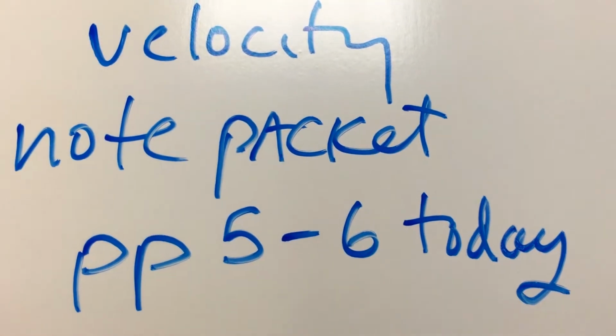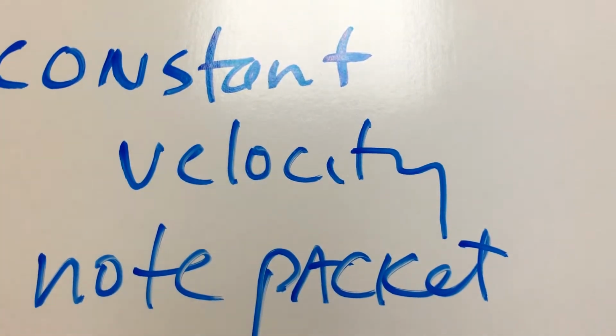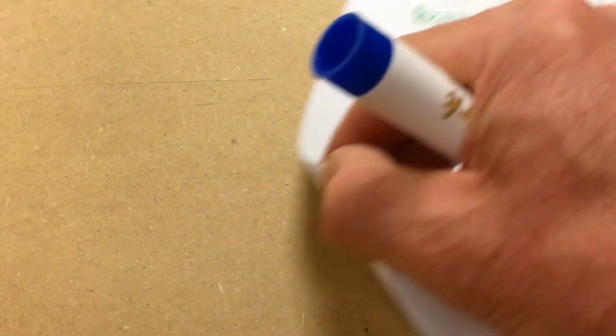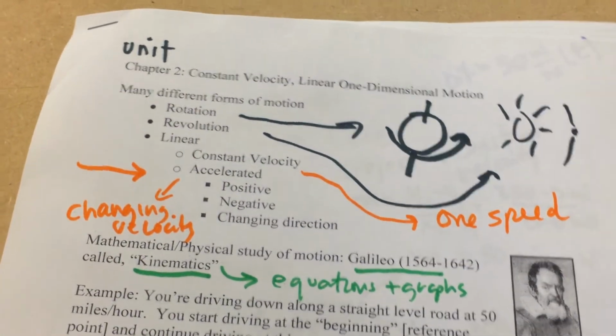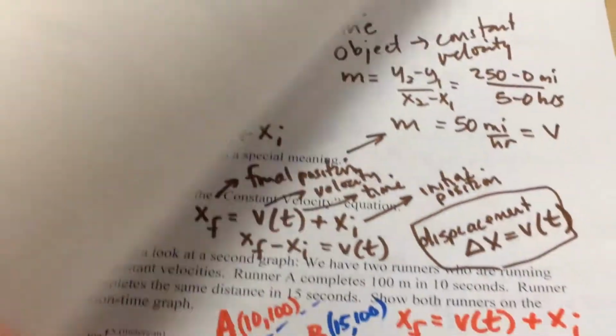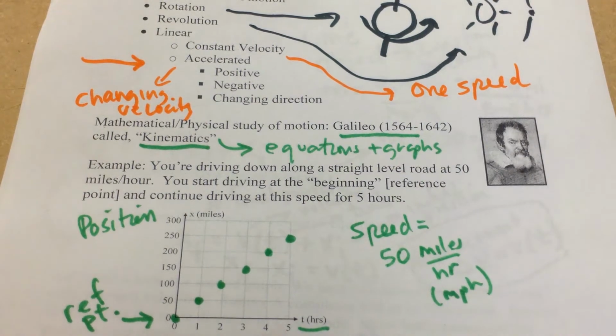This will be the third video, and we're looking today at pages 5 and 6. And so here's your note packet. You've got part of it filled out already. We've got the first 4 pages filled out. We've been talking about objects that move at one speed.